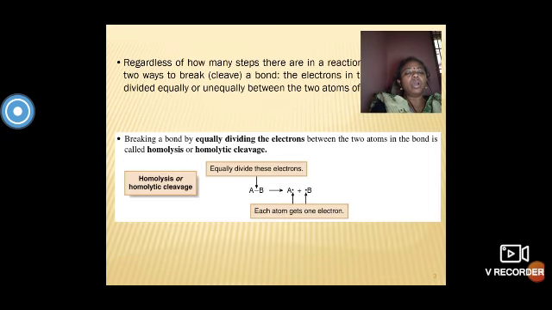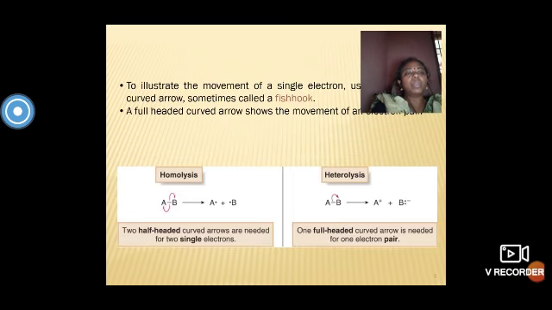Homolytic cleavage, or homolysis, means the AB reactant gives A dot and B dot free radicals. Homolysis, heterolysis. An AB compound can produce an A dot free radical and a B dot free radical. An AB compound can also produce an A plus carbocation and a B minus anion. It is called heterolysis.